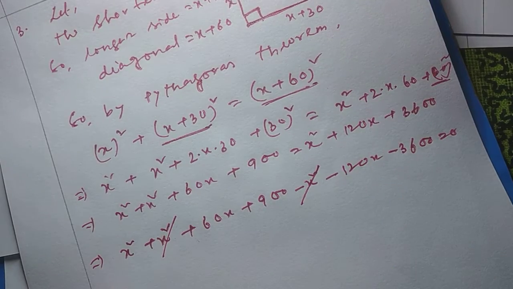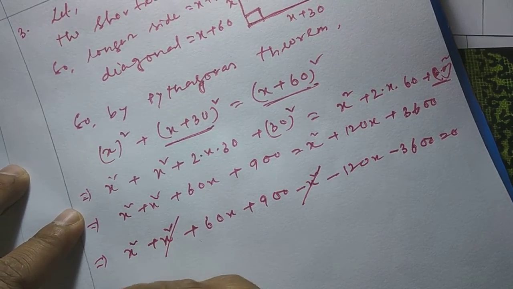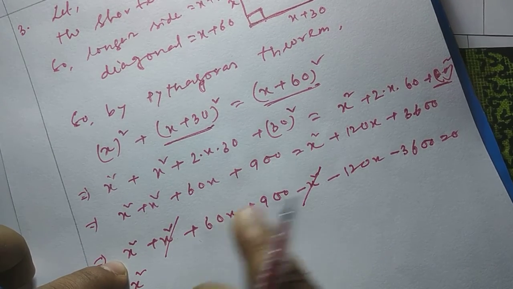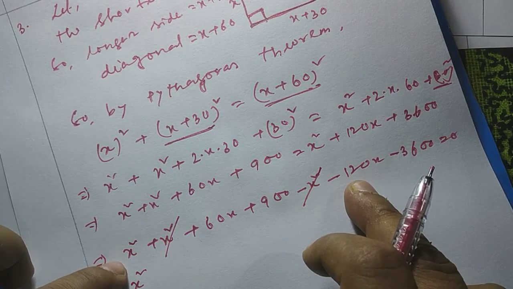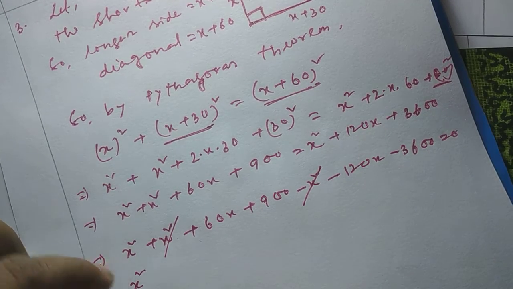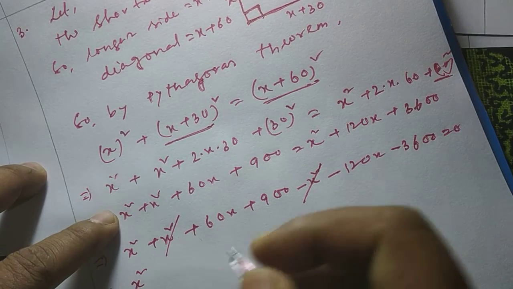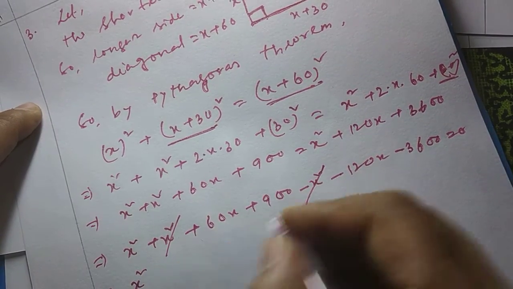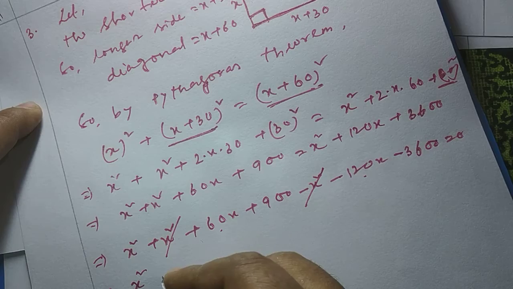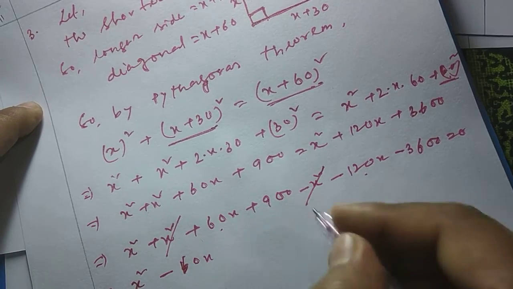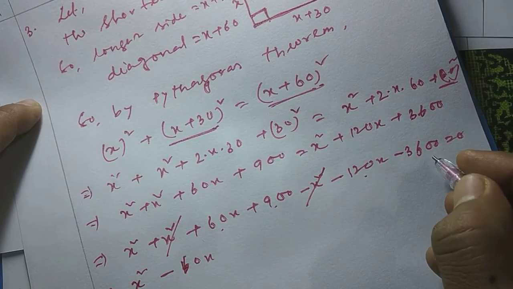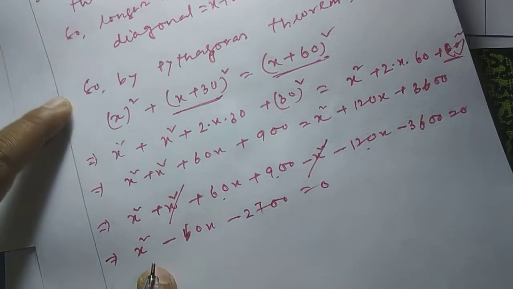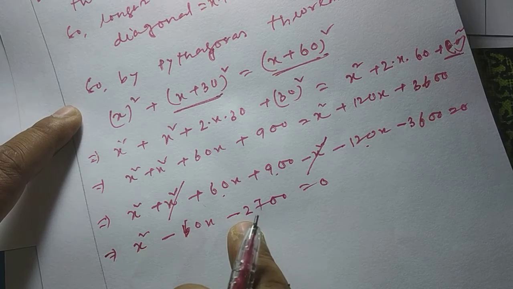Now the x square will be cancelled. Now let us write the remaining. 60x minus 120x, what will be? It will be minus 60x, and 900 minus 3600 becomes minus 2700. Therefore, ultimately we have got one quadratic equation.